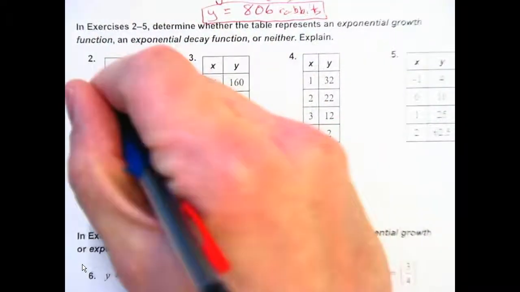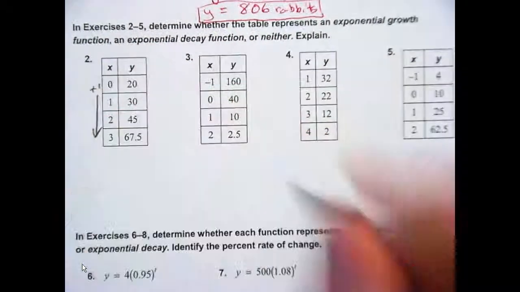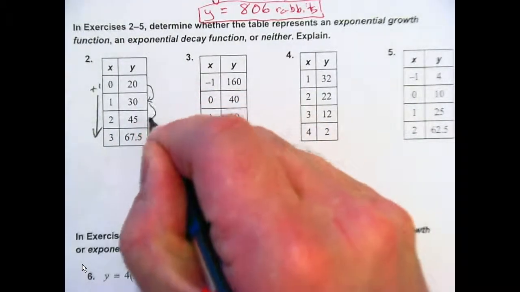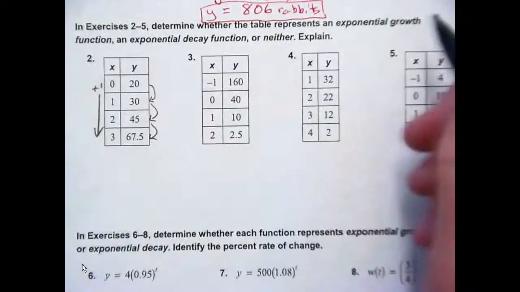Now, okay, number 2, excuse me. We're going up 1 here. What are we doing here? We're making a rabbit cake.